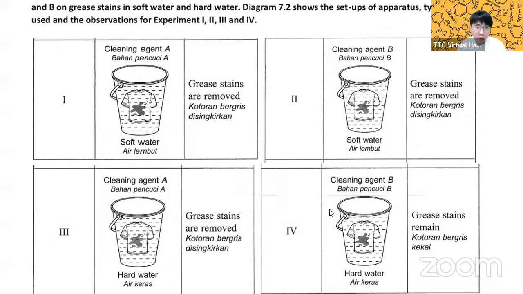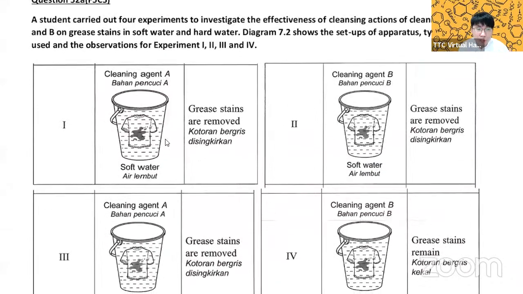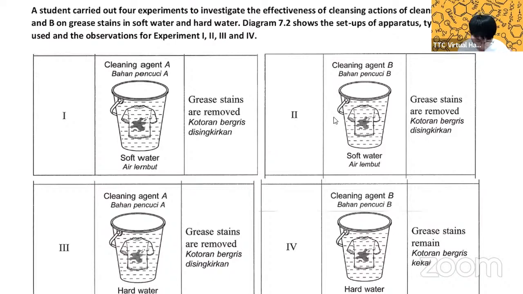So what do you think agent A is? A is able to remove the grease stain in both soft and hard water, so A should be the more effective cleaning agent, the detergent. B is not working in hard water, so B should be soap. Now identify them and say which one is more effective. Explain in 10 marks between 1 and 2. 1 and 2 are A and B in soft water. First, A is detergent and B is soap, so you get 2 marks from there already. Soft water doesn't have any specific ions, so soap and detergent are able to fully dissolve in soft water. But the grease stain remains with B in hard water.